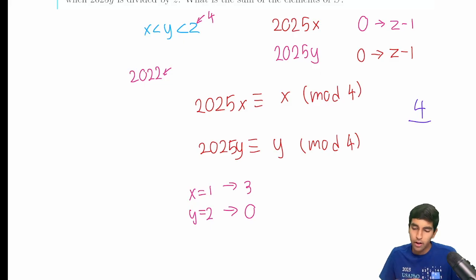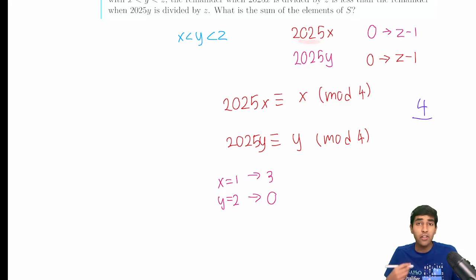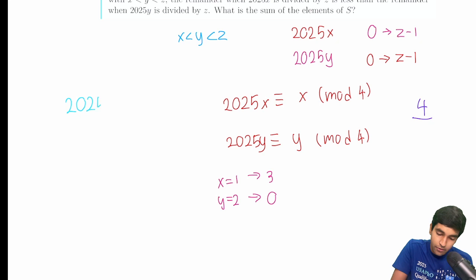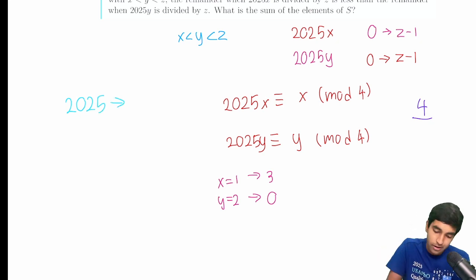Okay, so what seems to be going on here? We noticed that in the first case, this was equal to 3x mod 6, and now it's x mod 4. So the key idea here is, let's explore the more general case and try to figure out our insights. Really, we don't care about 2025. We're trying to see what the remainder is when 2025 is divided by z. So let's say 2025 leaves a remainder of a when divided by z.